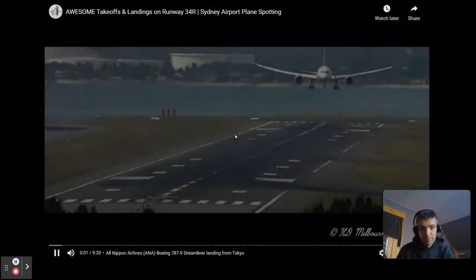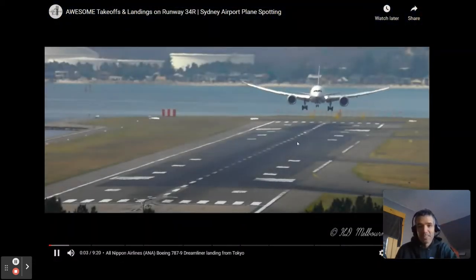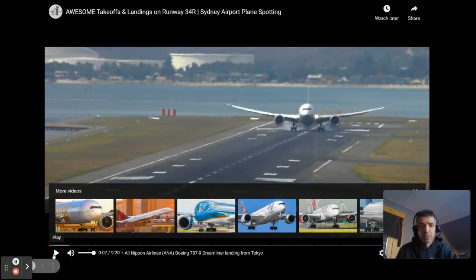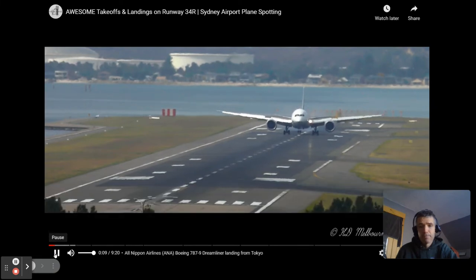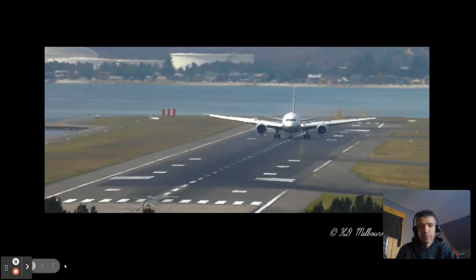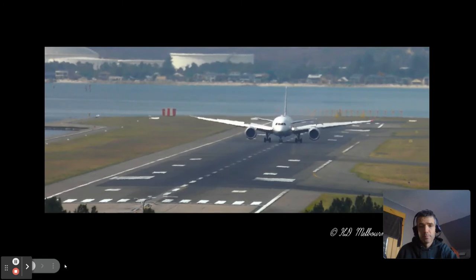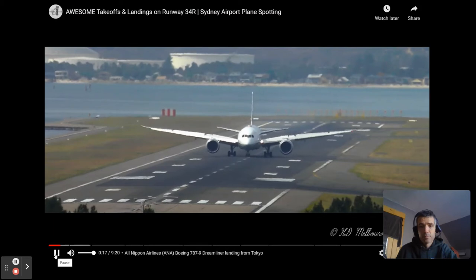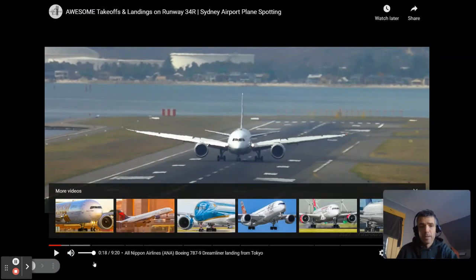and here's the plane's going to land. There, it's touching down. It's 7 seconds. And then it's going to slow down. There. All right. So that's about 12 seconds. Okay.